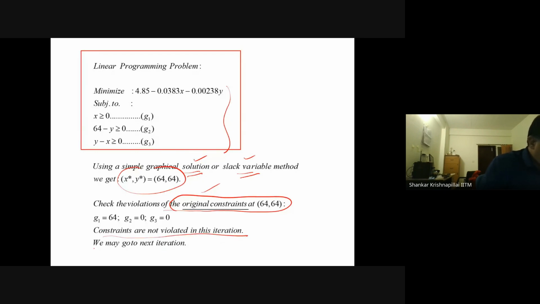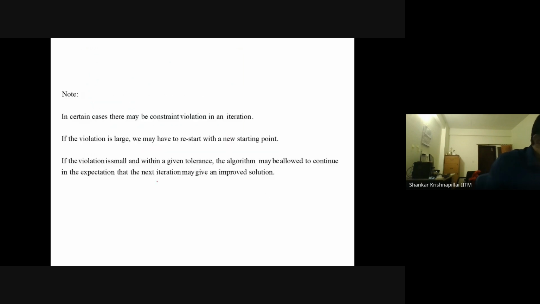So we can go to the next iteration. The next iteration is that you have to linearize the objective function and constraints at x1, y1 equal to 64, 64. Okay, in certain cases, there may be some constraint violation in an iteration. If the violation is large, you may have to restart it with a new starting point. If the violation is small and within a given tolerance, okay, so now let us go to the next step.